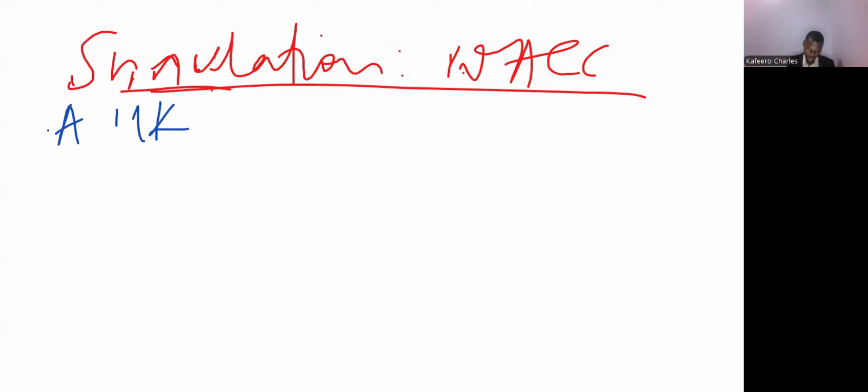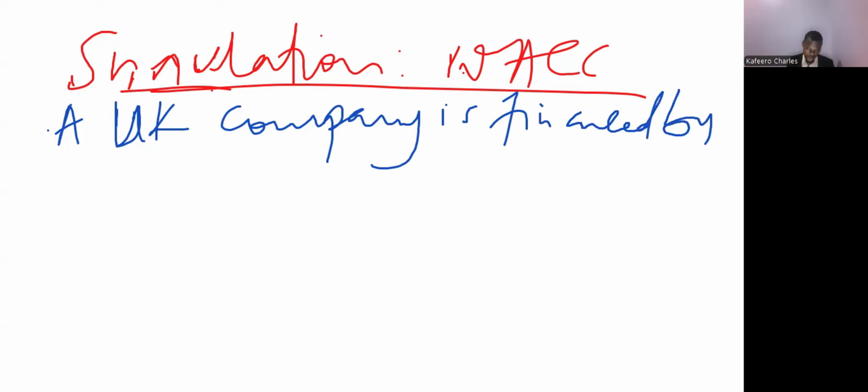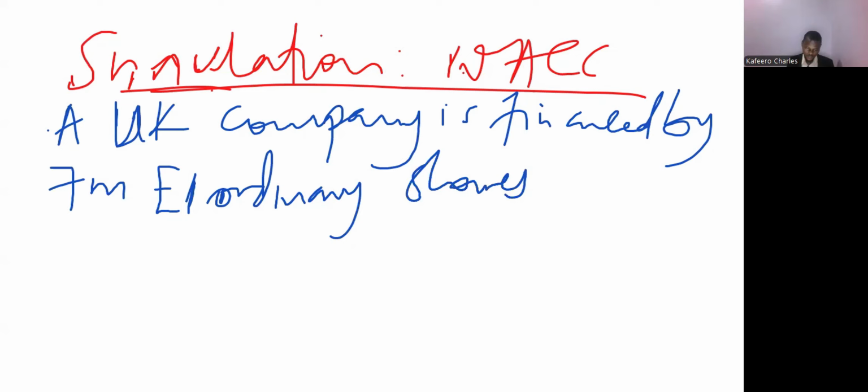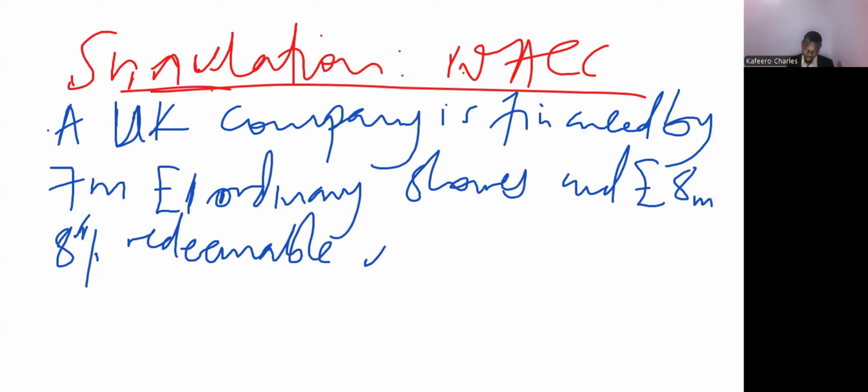A UK company is financed by 7 million £1 ordinary shares and £8 million 8% redeemable debenture.